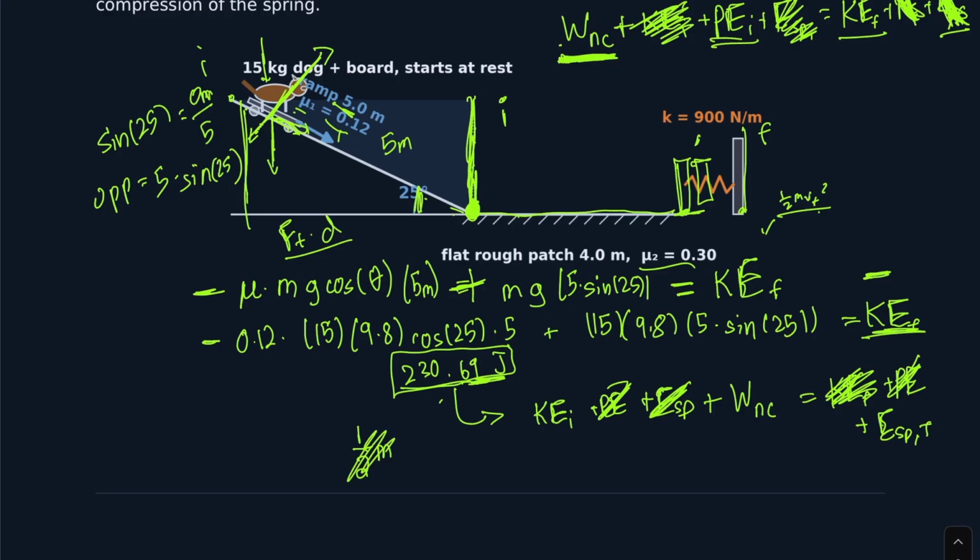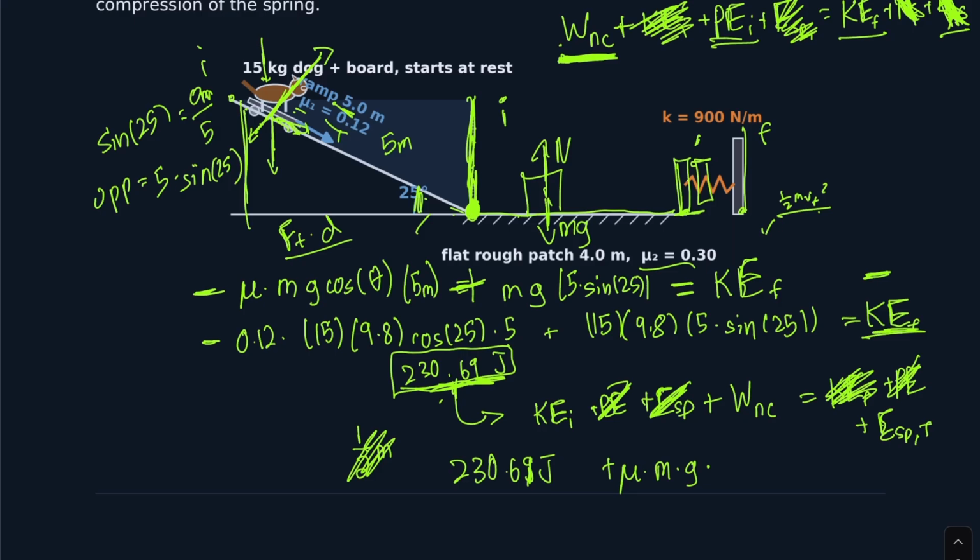Or we could just plug this in, right? 230.69 joules, plus what is our work non-conservative going to be? Same thing, mu times m times g. Do we need a cosine? Well, when the block's here, the mg is the only thing pulling it down. To keep it upwards, the normal force just needs to match that, not a cosine, because over here the angle was different, but here it's just flat ground. So mu times mg, no cosine theta, is our work non-conservative.